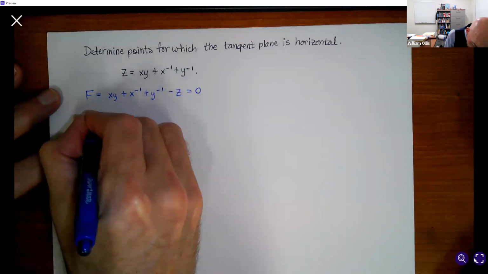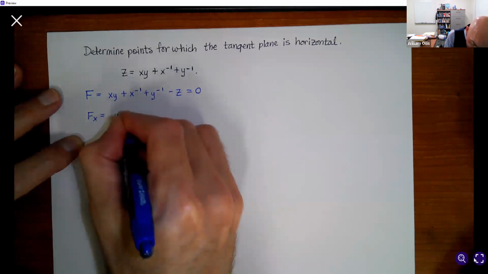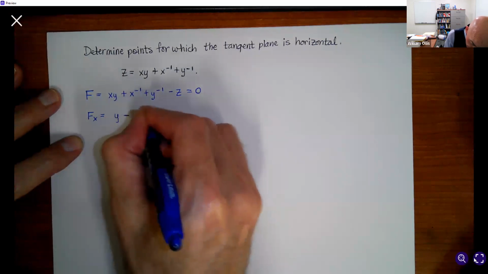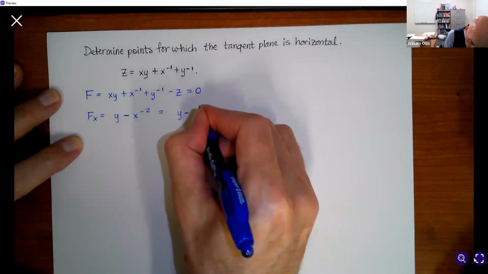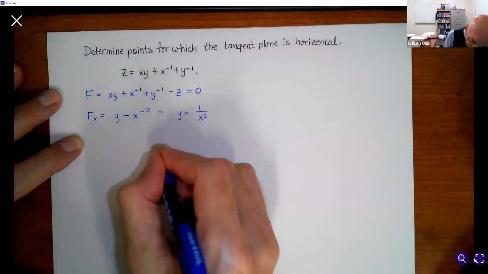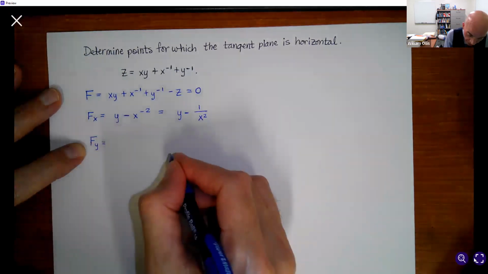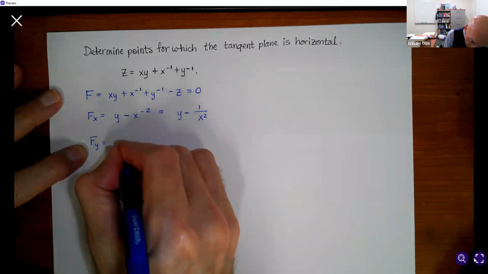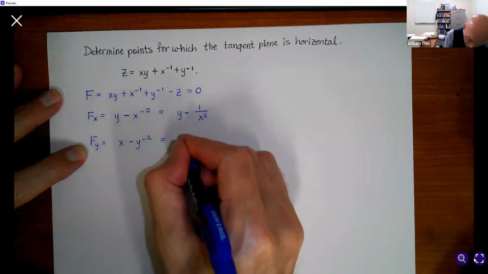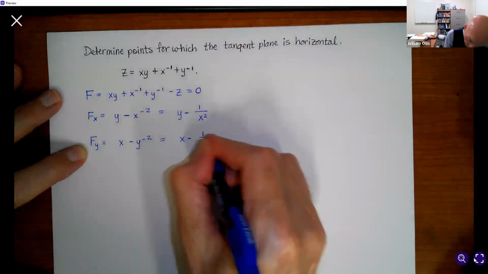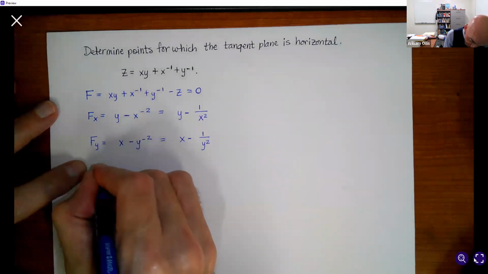So we have fx will just be the partial relative to x. So we get y minus x to the negative 2. And if you will, y minus 1 over x squared. This is starting to look like college algebra problems. So the y partial will give us x minus y to the negative 2, which is x minus 1 over y squared. And then, of course, the z partial is just negative 1.